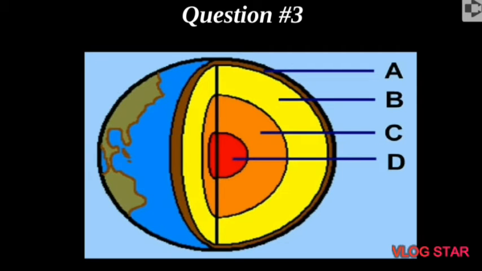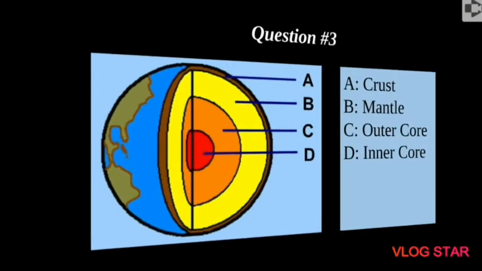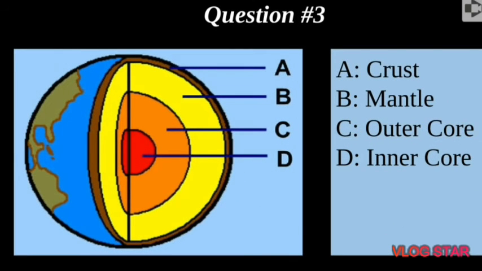Now it's time for question number 3. In this question, try to figure out what each of the letters stands for. For example, the arrow for letter A is pointing to one layer. Which layer is it? So here's the answer. The arrow pointing to letter A is crust, B is mantle, C is outer core, and finally, D is inner core.